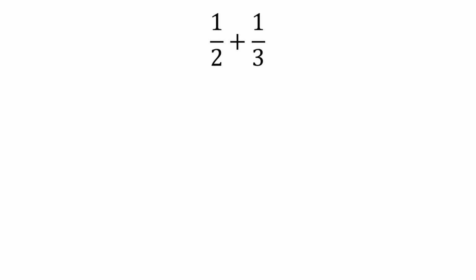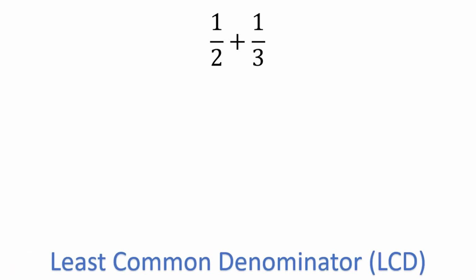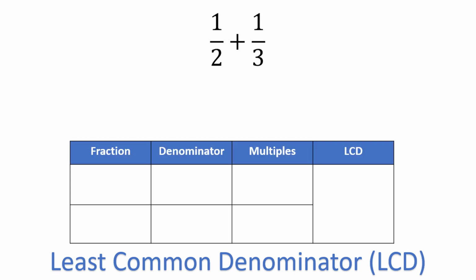Consider the expression 1/2 plus 1/3. In order to add fractions, you might remember that we must first have a common denominator, meaning the number on the bottom of each of the fractions must be the same. Since our denominators are not equal, we need to find what is called the least common denominator, or LCD, of our two fractions. Here's how you do it.